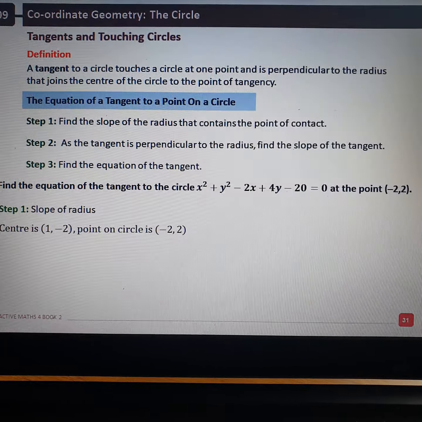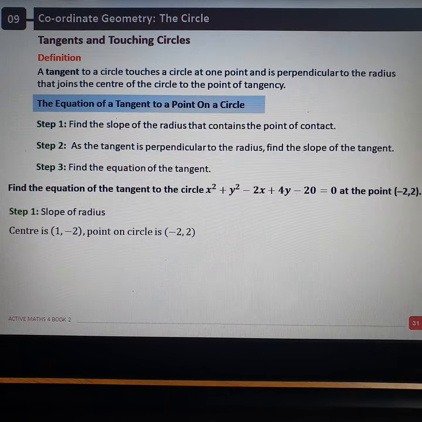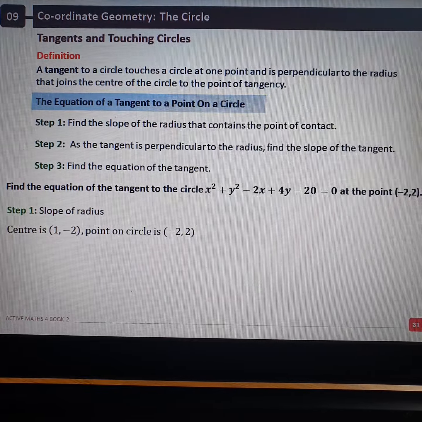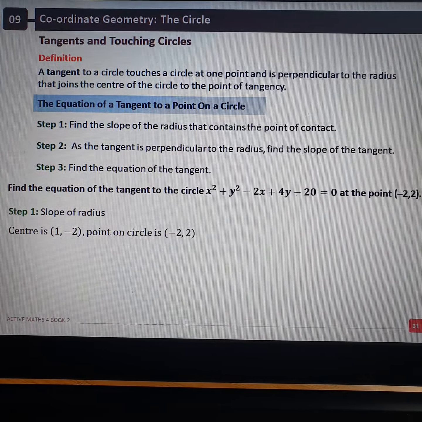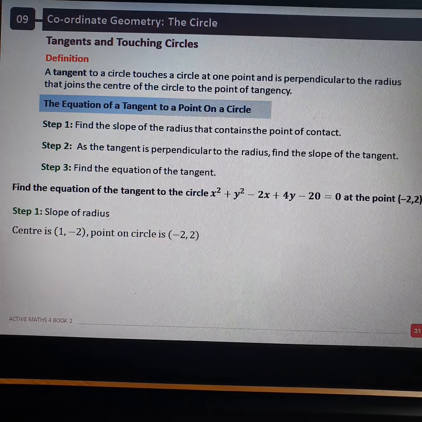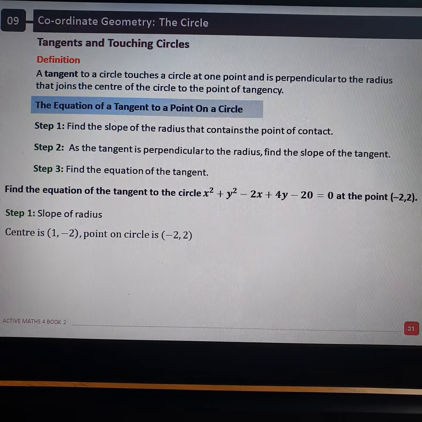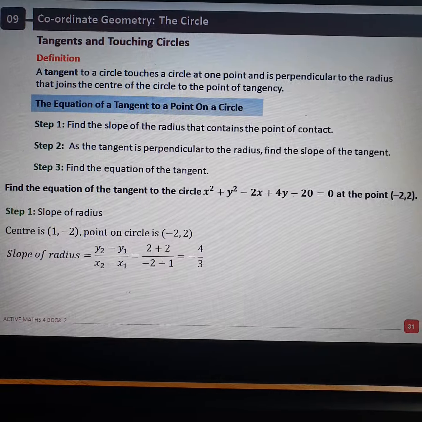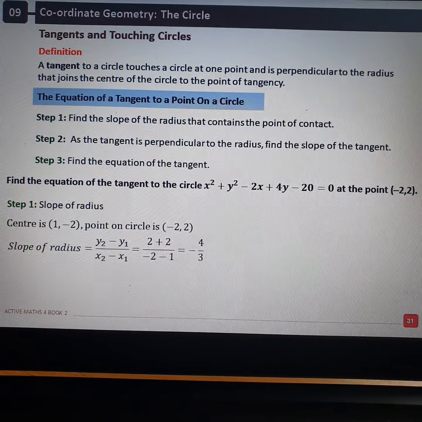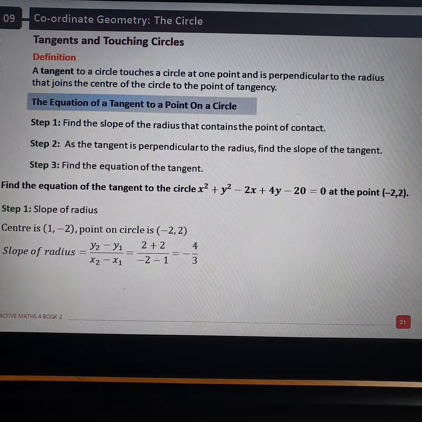So we could find the slope of the radius. They don't show all the steps here, but get your centre, which is (1, -2), and the point on the circle, which is (-2, 2). The distance between them is actually the radius. The slope of that radius, using those two points, is -4 over 3. That's the slope from the centre to the point.